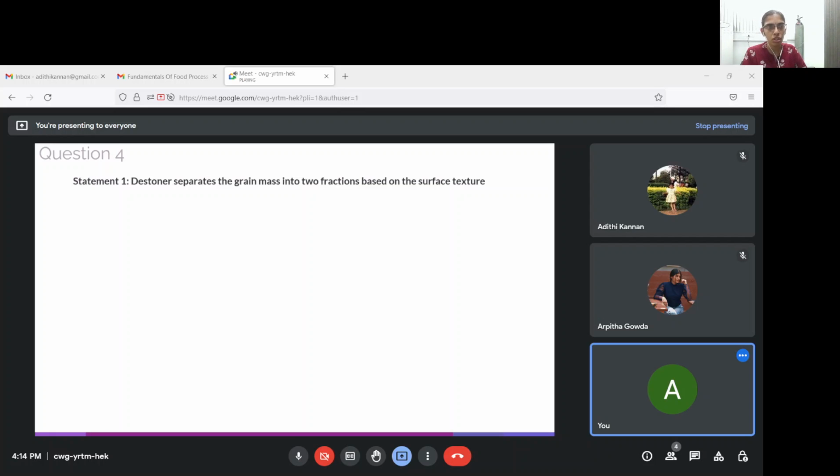Okay, so moving on to question 4. Statement 1: the destoner separates the grain mass into two fractions based on surface texture. And statement 2: the spiral separator separates the grains as per specific gravity. Which of these statements are true or false? Any clue? So destoner, any idea how a destoner works, the working principle of a destoner? The name itself suggests what it does, but any idea how it brings about this separation?